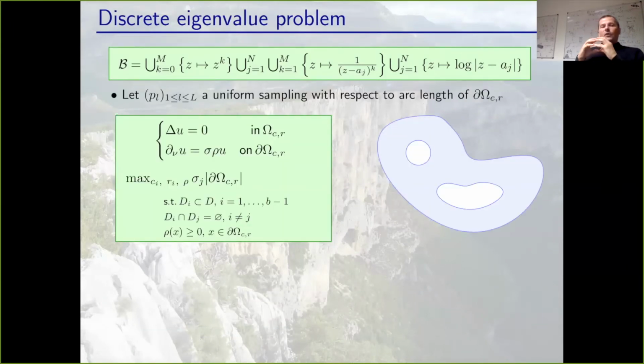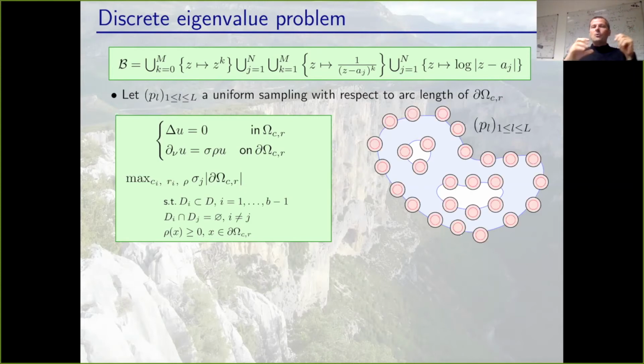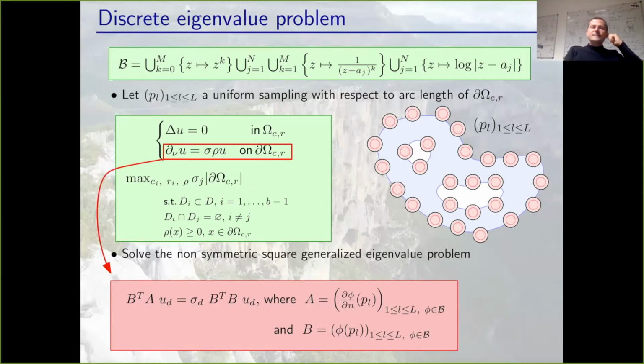I will look for a function u in this space. Of course, every function u in this space is harmonic, whatever the coefficients. But what is not satisfied is, of course, the boundary condition. How can I fix this? I will sample the boundary of my domain, and I will impose the equality, normal derivative equal to sigma rho u, pointwise all along the red sampling points of my boundary. This gives me again a generalized eigenvalue problem, which again depends on my parameters. But this is now standard.